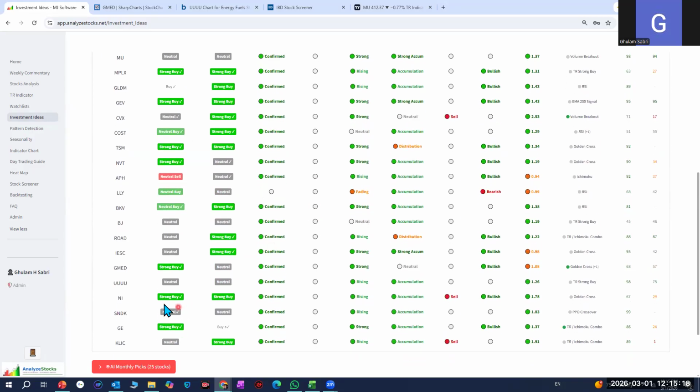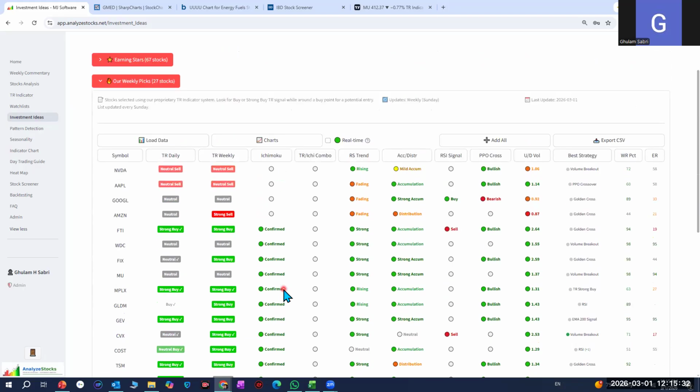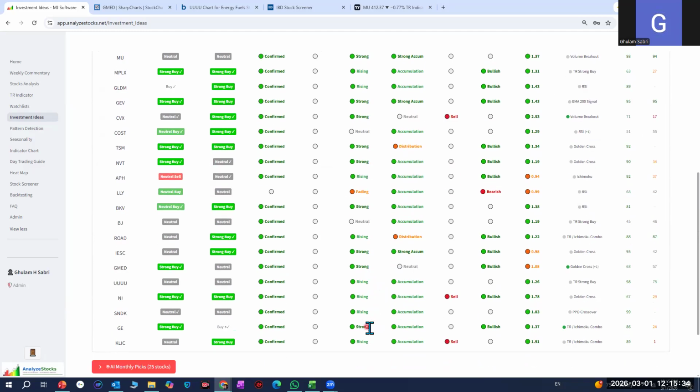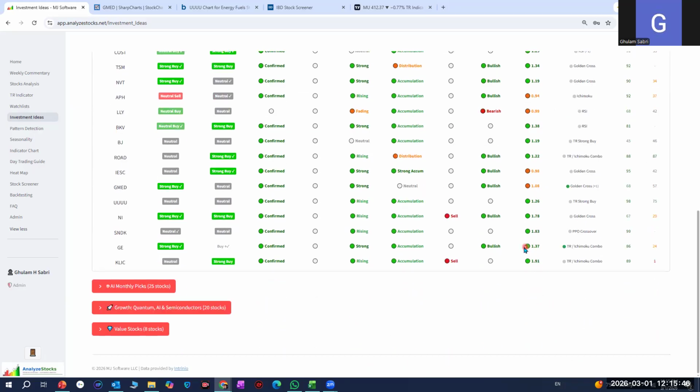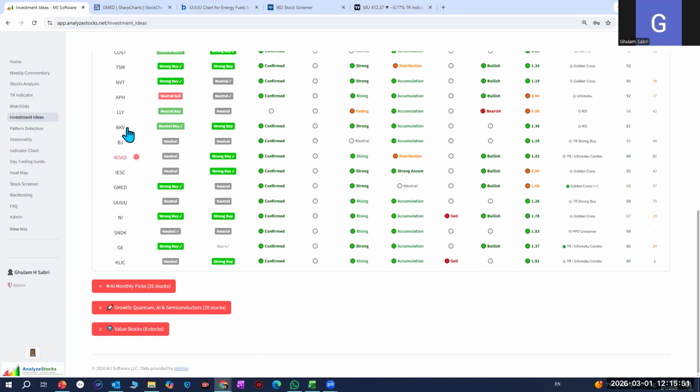So let's say we are again at the weekly picks, and we found some good stocks there. For example, this NI has just started strong, but this GE has started a strong buy on the daily time frame. What is confirmed? It's a confirmed Ichimoku trend. The RS trend is quite green as well, and its best strategy is the TR Ichimoku combo. Its green light means that it has given a green signal, and it has already given one sometime in the recent past. Its up and down volume is quite high, and its PPO cross is bullish. It looks very good. So let's analyze this GE.